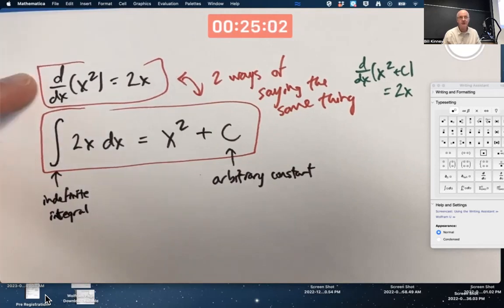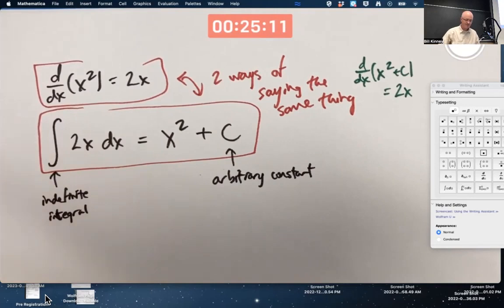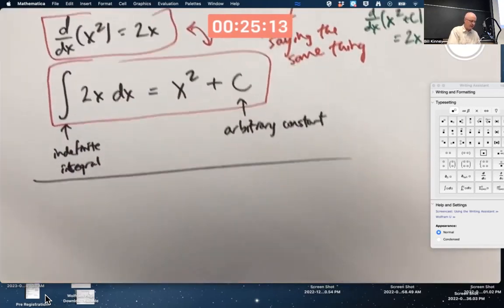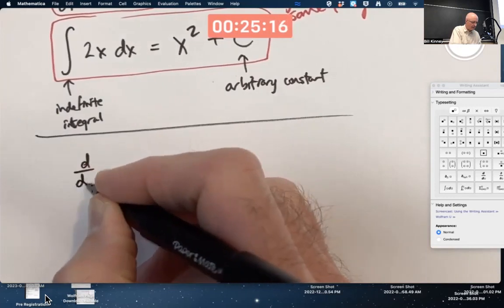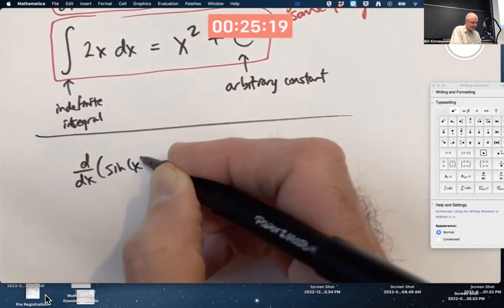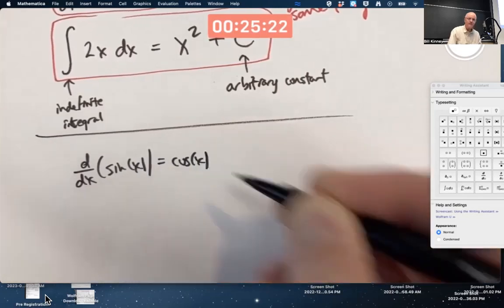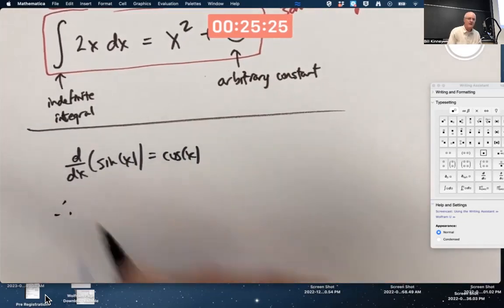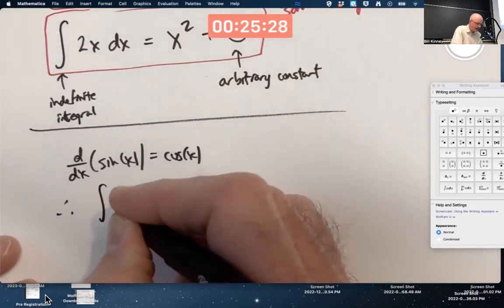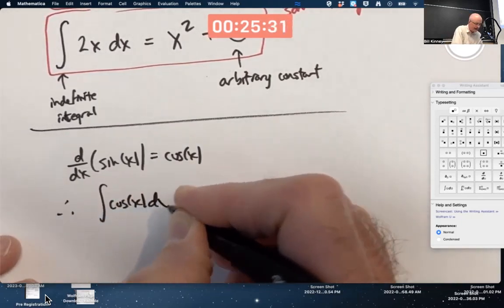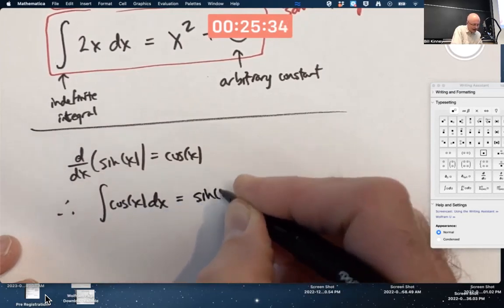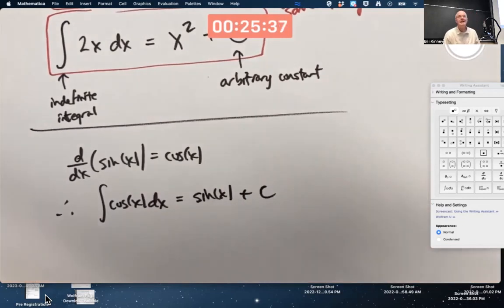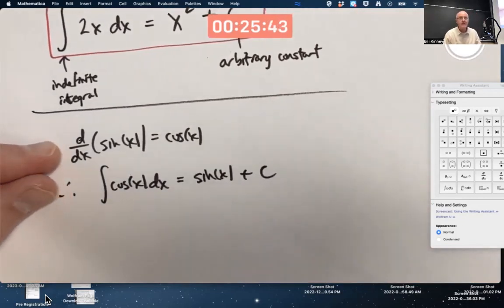Anti-differentiation is harder in general than differentiation, because there's often no clear way to guess. Here we can pretty much guess. There are other places you should be able to guess as well. We know the derivative, for example, of sine of x is cosine of x. Therefore, the indefinite integral of cosine of x with respect to x is sine of x plus c. These two equations are effectively equivalent to each other.